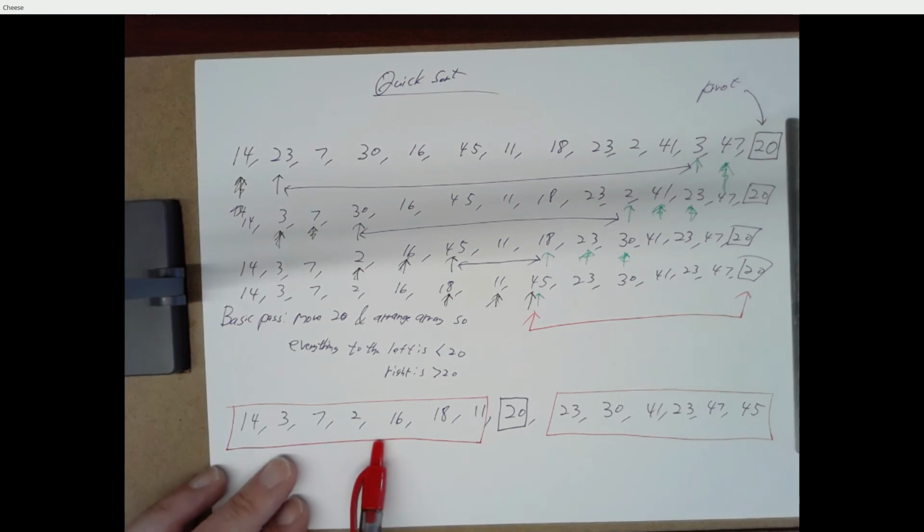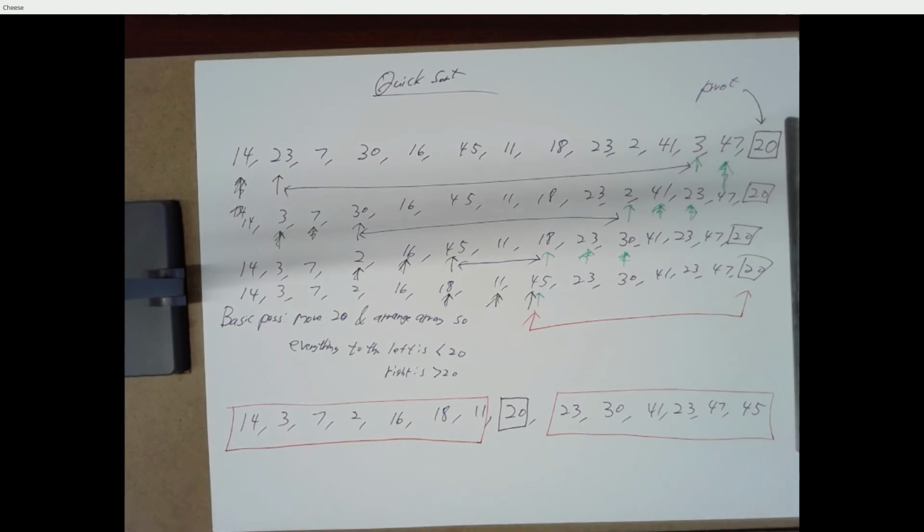So how are we going to sort this subarray? Pick the end number, repeat. Yeah, we're going to use quicksort. We're just going to call quicksort on it, and we're going to call quicksort on the thing to the right of the 20, and then we're going to be done.